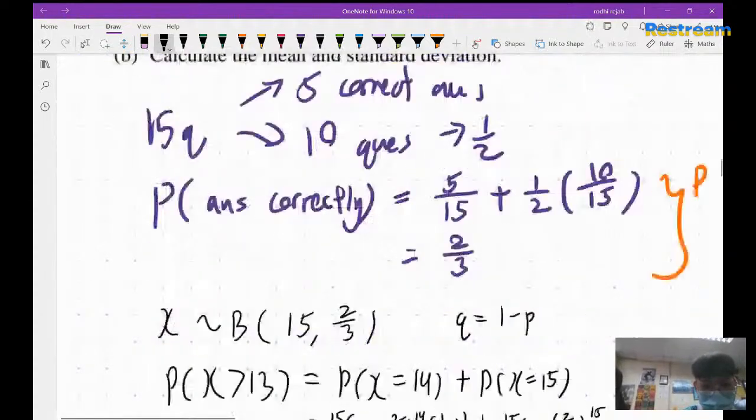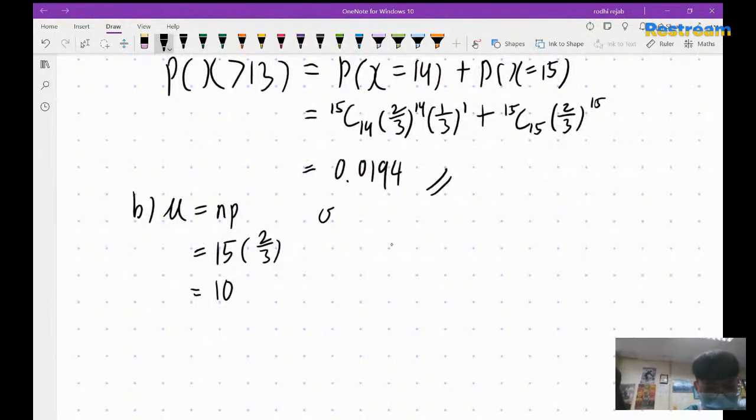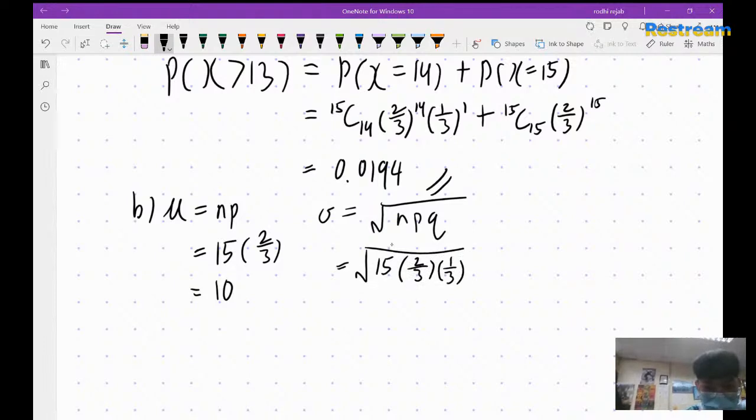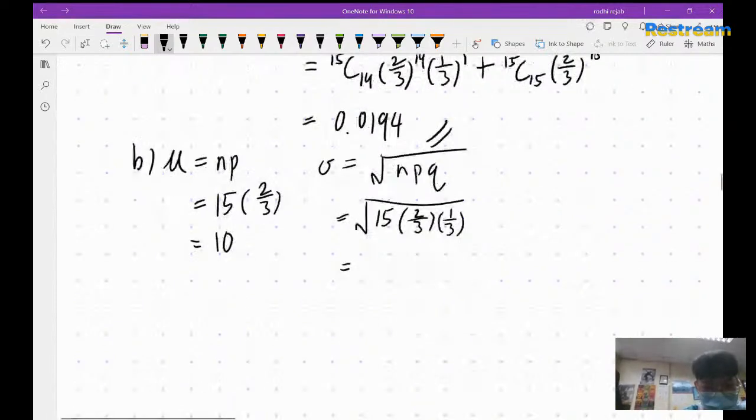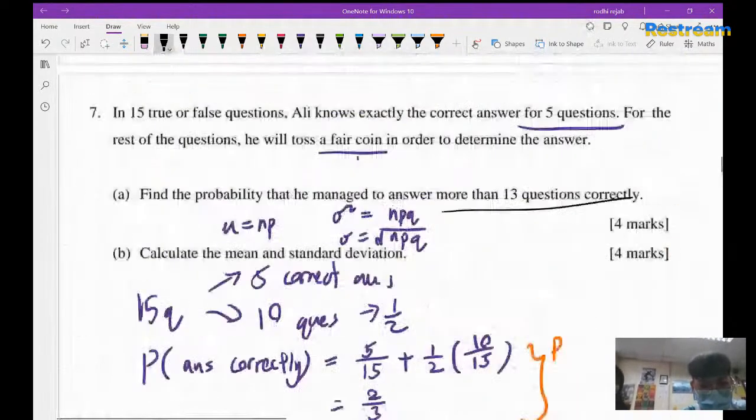And then for standard deviation, it's not hard also. I can straight write standard deviation equals square root of npq, and sub in the values. So p is 2/3, q again is 1 minus p, so it's 1/3. So the answer you'll get is 1.83. Okay, so that's basically this question.